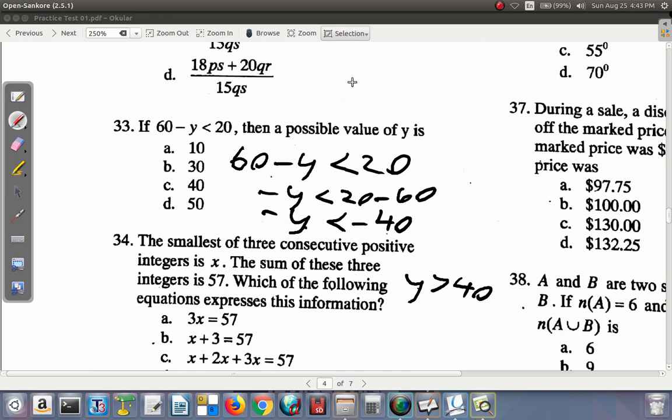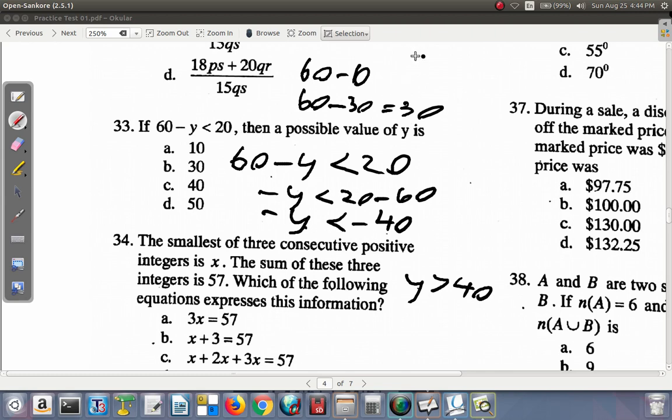You could also substitute. If you're not sure about doing this part and you're not comfortable doing it this way, you could substitute each answer in the inequality. 60 minus y, in this case, suppose y is 10. 60 minus 10 is what? 50. Is 50 less than 20? No, so A is out. What about 60 minus 30 for B? 60 minus 30 is 30. 30 less than 20? No, it doesn't work.